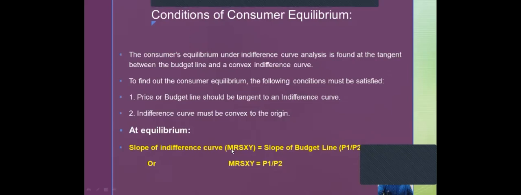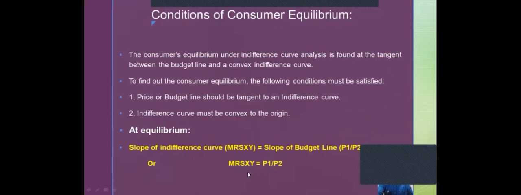Here, what is written in yellow, MRS x per y, means if you want to measure the slope of the indifference curve, that represents MRS, marginal rate of substitution of x per y. That should be equal to the slope of the budget line. Slope of the budget line is measured by P1 by P2, means price of the first product divided by the price of the second product. The equilibrium condition is that MRS x per y should be equal to P1 by P2. P1 by P2 represents the slope of the budget line, and MRS x per y represents the slope of the indifference curve.